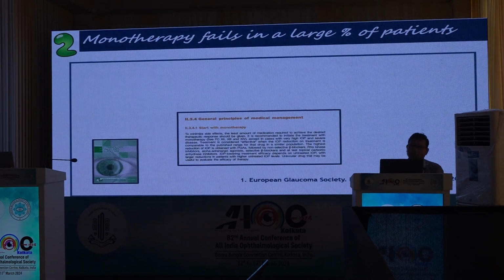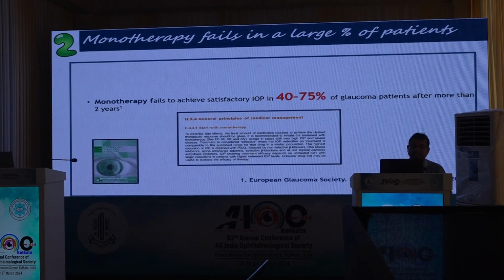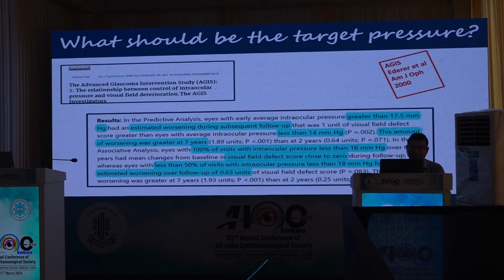Number two, monotherapy fails in a large percentage of patients. This has been published in the EGS guidelines that monotherapy fails to achieve a satisfactory IOP in 40 to 75% of the patients. Even way back, the CIGTS had shown that within 3 to 5 years of treatment, 49% of the patients who start with one drug require 2 to 3 drugs. So close to 50% of your patients will require a stepping up of treatment. And a step up, obviously, favors an FDC.